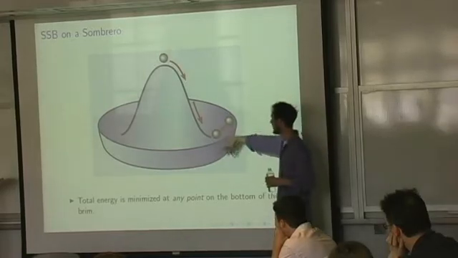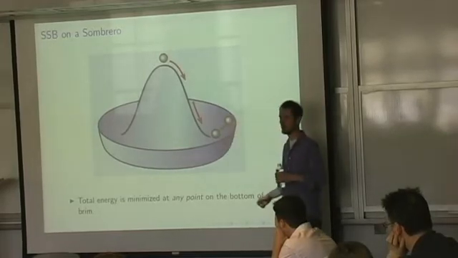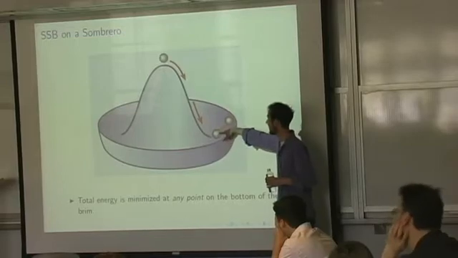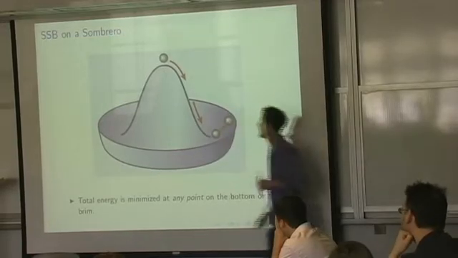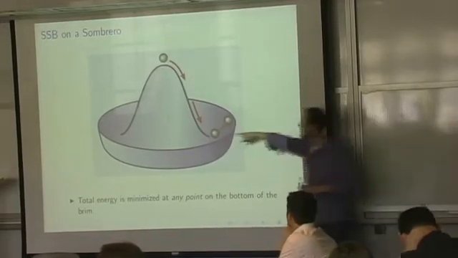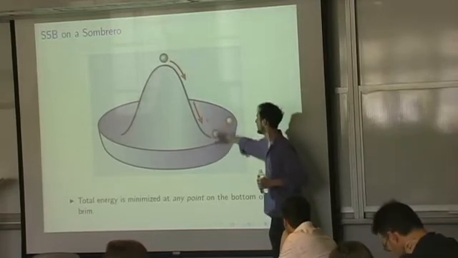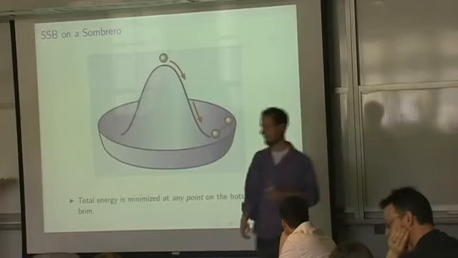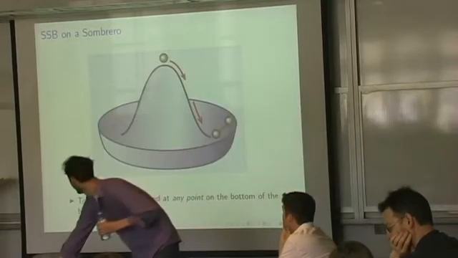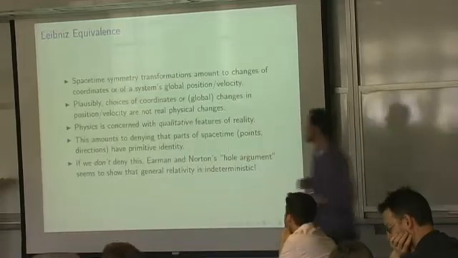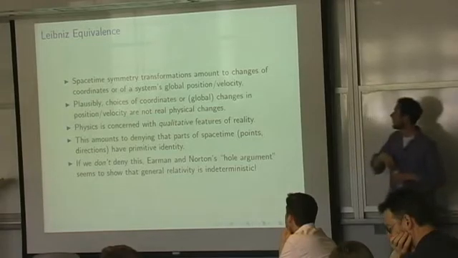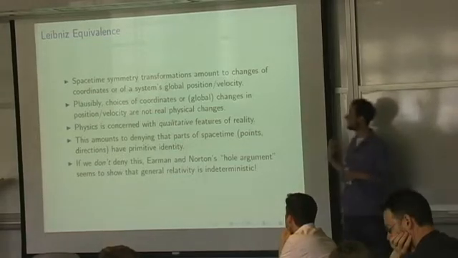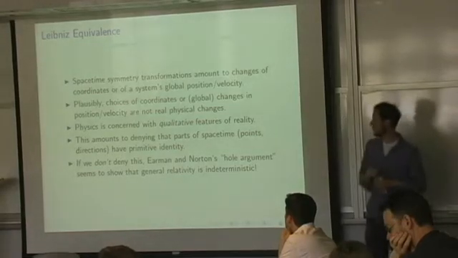So total energy is minimized by any state like that, right? It's not like being here along the bottom of the brim has a different energy from being here on the bottom of the brim. So I'm going to have multiple ground states which are related by the rotations I can do to move the ball around the brim of the sombrero. Okay, so that's the basics of spontaneous symmetry breaking, including space-time symmetry breaking.